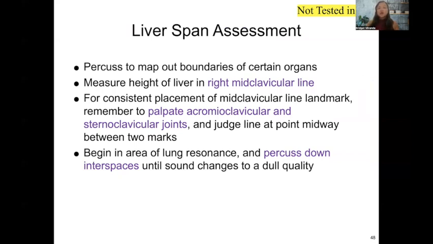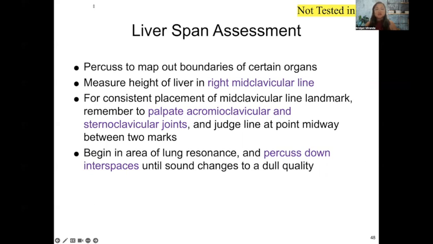Now we're going on to special tests that I want you to understand, though we're not going to test you in lab and you're not going to perform this in lab. The abdominal assessment has many of these tests, and I've put on the slides in yellow on the top which ones are not going to be tested. Because we're percussing to understand the organ density below, you can actually percuss to map out the boundaries of these GI organs.